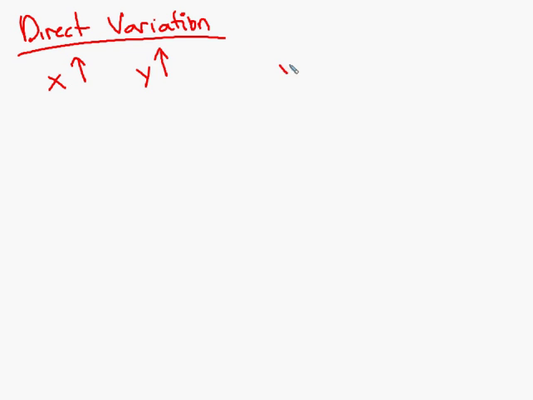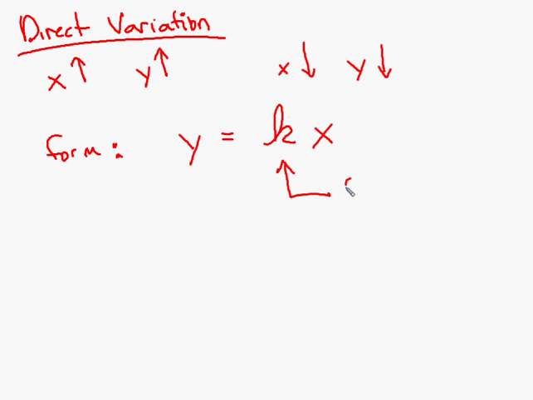same time. And if x decreases, then y decreases proportionately at the same time. So if one goes up, the other goes up. If one goes down, the other also goes down. And they have the basic form y equals kx, where k is our constant of variation.